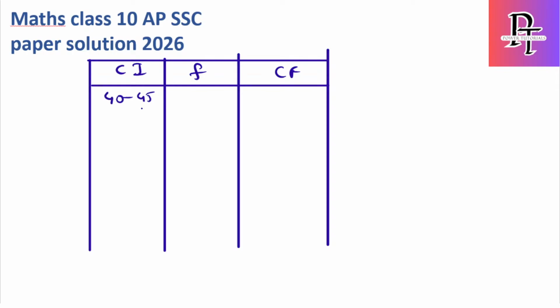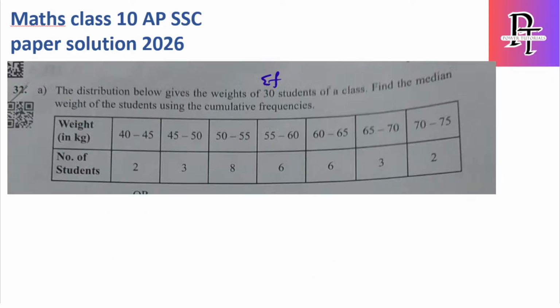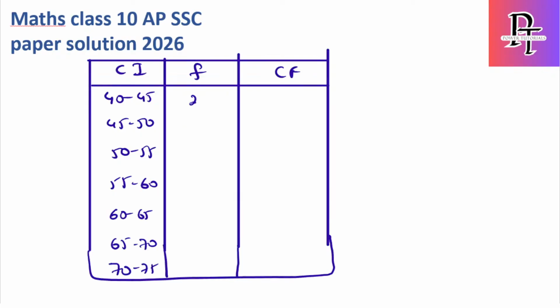40 to 45, 45 to 50, 50 to 55, 55 to 60, 60 to 65, 65 to 70, 70 to 75. Just mark down all the values: 2, 3, 8, 6, 6, 3, 2. So cumulative frequency is nothing but the addition of all these values.